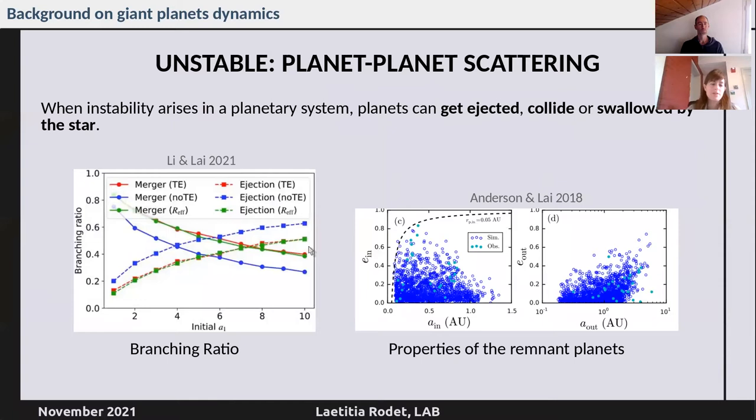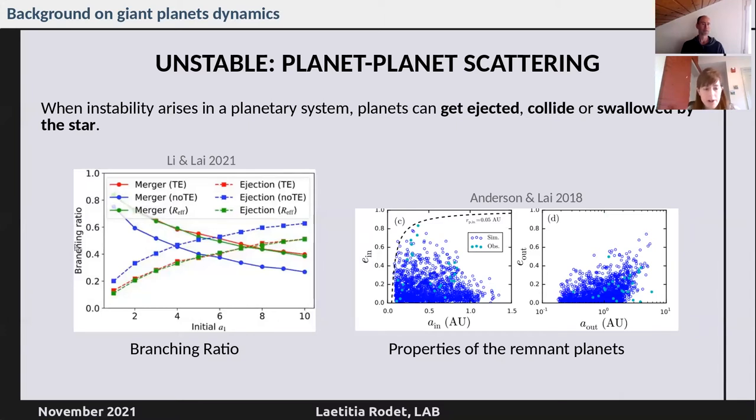So when a system is unstable, there are three main outcomes that you have for your planets. They can get ejected, they can collide, or they can be swallowed by the star. The latter possibility is actually pretty rare when you have initially nearly circular orbits, which is thought to be the case post-formation. Then the probability to get ejected versus collide is really dependent on the properties of the planet and especially its semi-major axis.